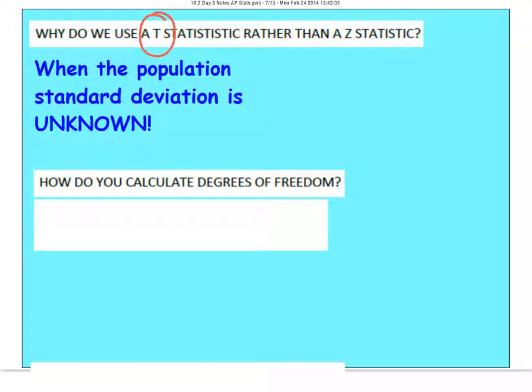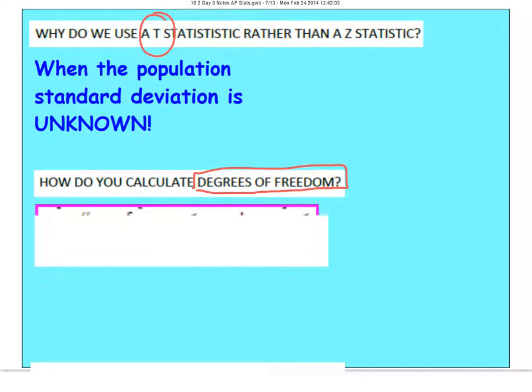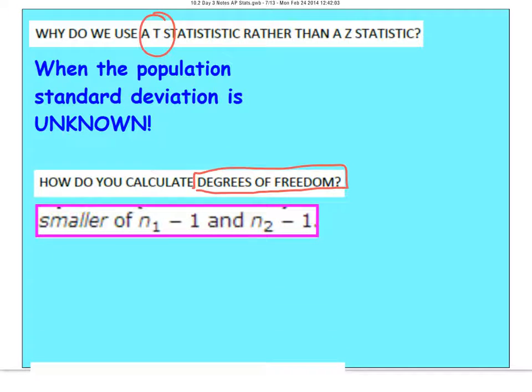One thing you do need to remember is how to calculate the degrees of freedom. The t statistic uses the degrees of freedom and not the sample size. What you're going to do for the degrees of freedom, because there's two samples, is take the smaller of the degrees of freedom. You're still going to calculate it as the first sample minus 1, and then take the second sample minus 1. Whichever one is smaller would be your degrees of freedom. That's a conservative approach to use.